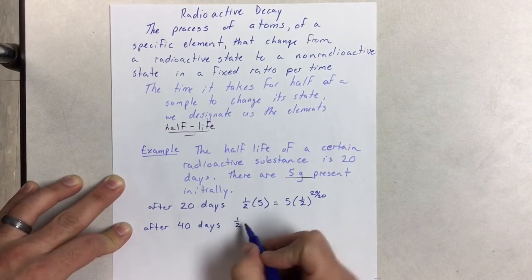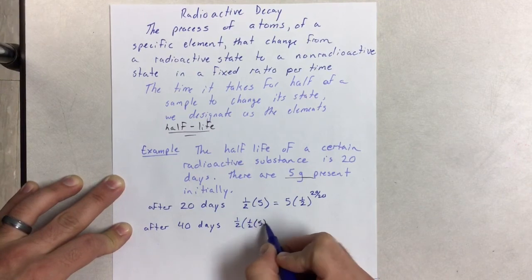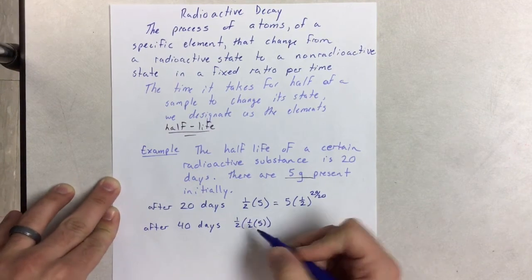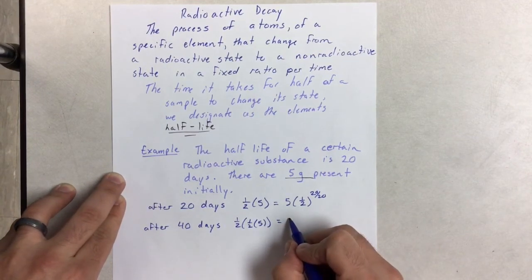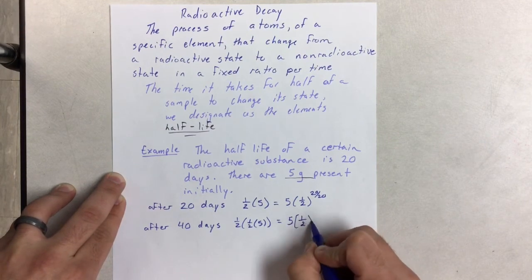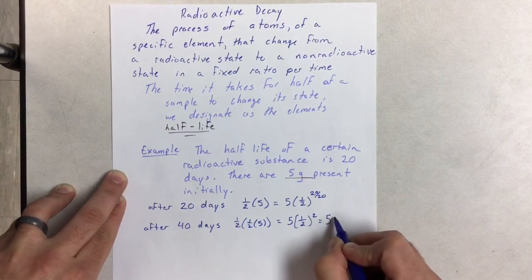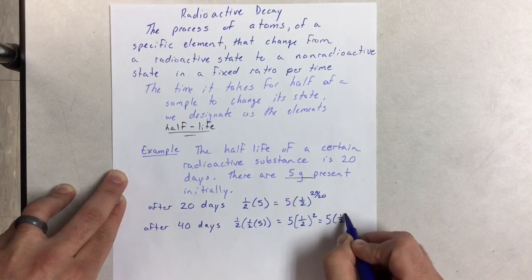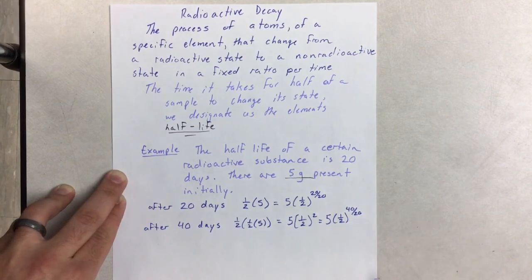half of what we currently are dealing with, so half of 5, so half of 2.5, we can figure that out. So I'm going to rewrite this as 5 multiplied by 1/2 raised to the power of 2. You can see that. And I'm going to write this again as 5 multiplied by 1/2 raised to the power of 40 over 20.